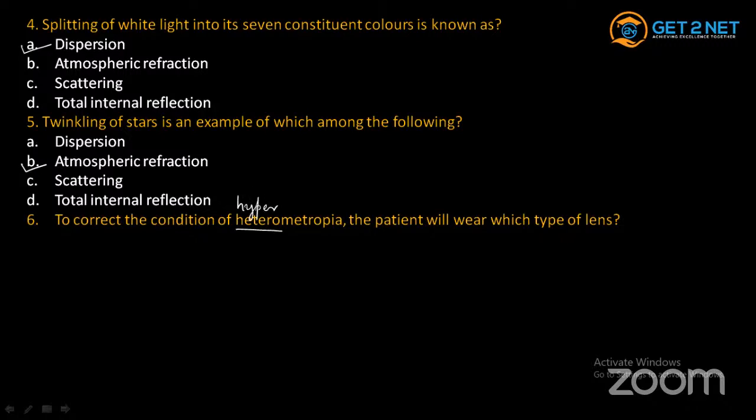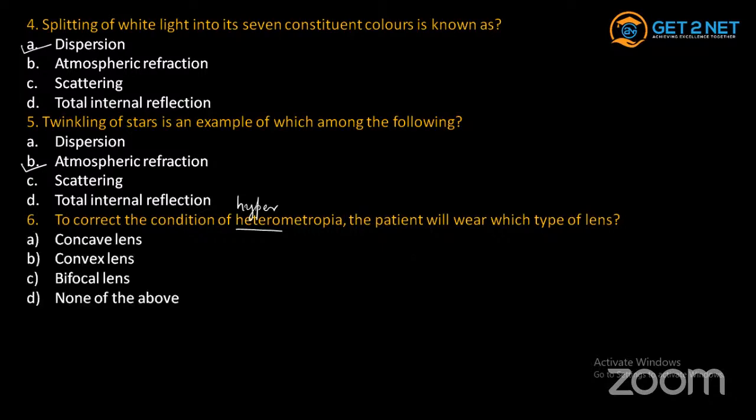To correct the condition of hypermetropia, the patient will wear which type of lens? Concave, convex, bifocal or none of the above? Hypermetropia. Yes, Barsha has given the right answer. Okay, Suprabha, very good. That is convex lens. Can you tell me hypermetropia is otherwise known as what? Nearsightedness or farsightedness? Okay, farsightedness. Very good.